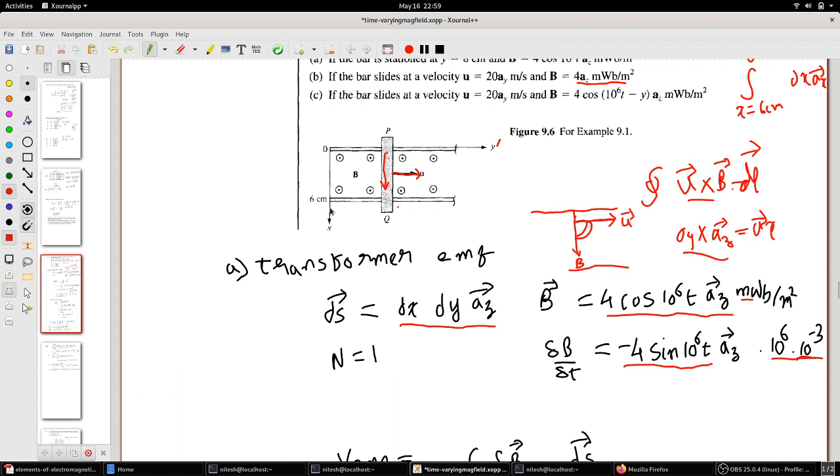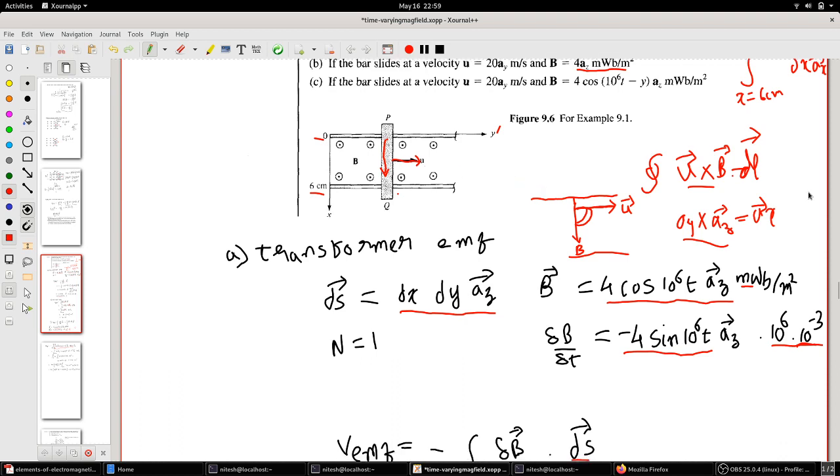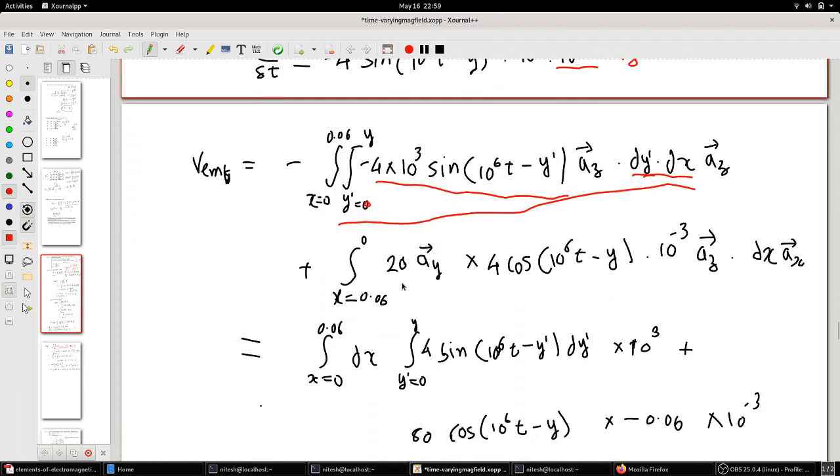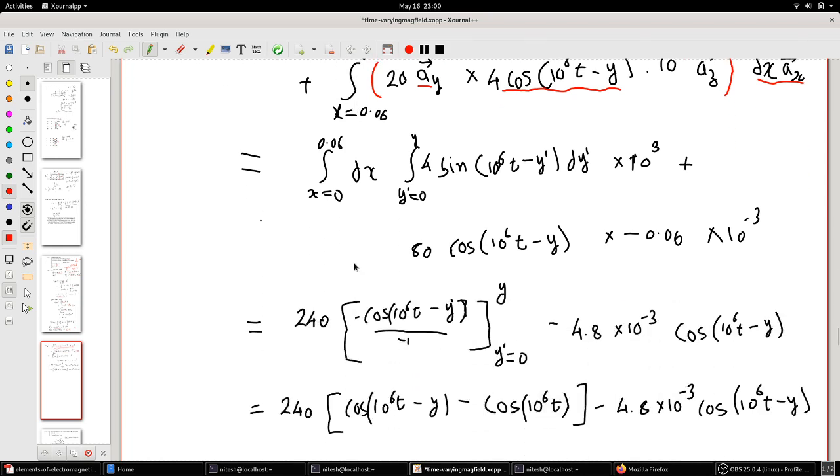The limits of your integration will be from 6 centimeters to 0, okay? And dl will be dx ax. So everything else remains the same as whatever was in the b part. So this is my 20 ay cross 4 cos of this, which is my b, az dx ax, okay? That's my dl. So ay cross, this is the first thing I have to solve. So ay cross az becomes ax, ax dot ax will become 1, and your limits of integration is x equal to 0.06 to 0, exactly opposite to the direction of the current.